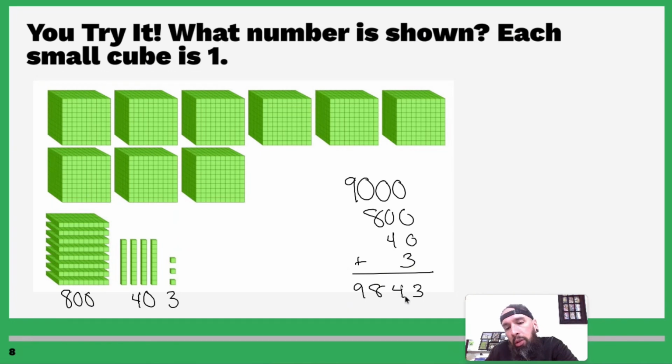9,843. Put that little comma there. Make it look nice and pretty. And it is nice and pretty. It's very nice and pretty. Like all of you.